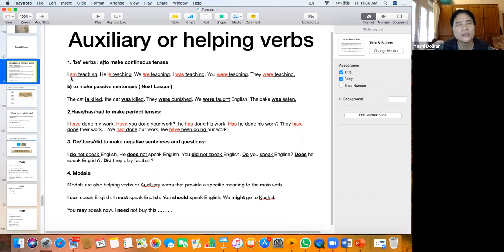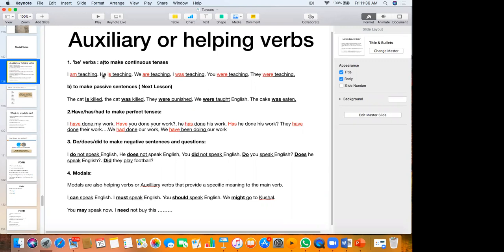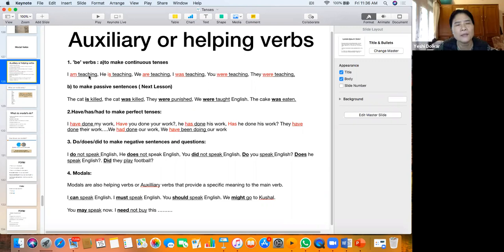To make a present continuous tense with I, I have to use am, and then you can get teaching there. When you put an am with an ing, then you get a continuous tense. Present continuous. I am teaching. So you can see two words that form the continuous verb. This is the helping verb.